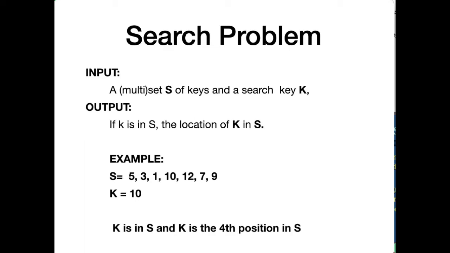Representation change is the second type of transform and conquer. From my previous description, we are transforming the data representation. So, to illustrate how representation change is used for the search problem, recall lang that we have an input, a multi-set S of keys and a search key K. And then the output is, if K is in S, the location of K in S.